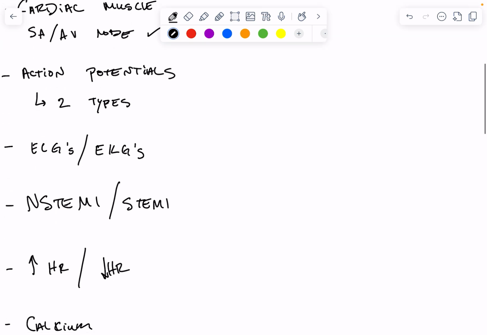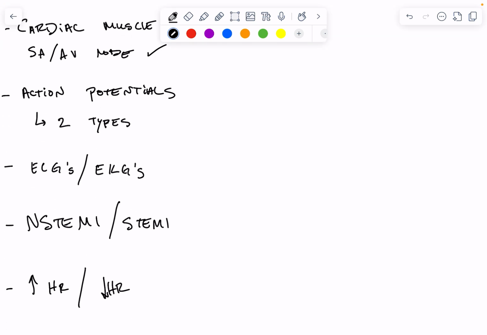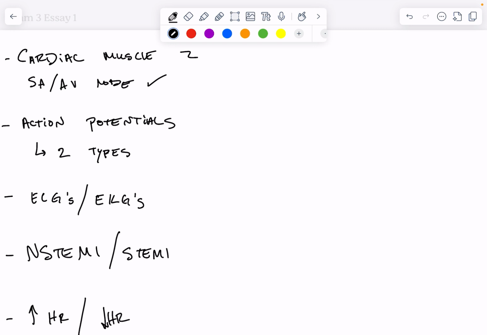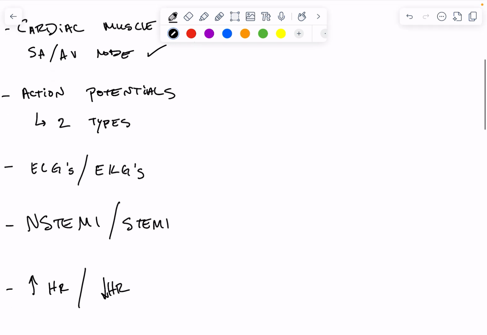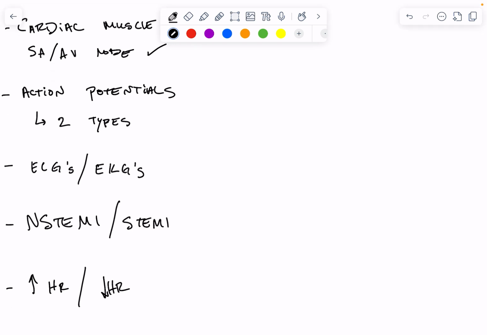Next, we're going to talk about action potentials. Because there are two different types of cardiac muscle, there are going to be 2 different types of action potentials that we see, because the cardiac muscle is different in the heart. So we're going to be talking about that.